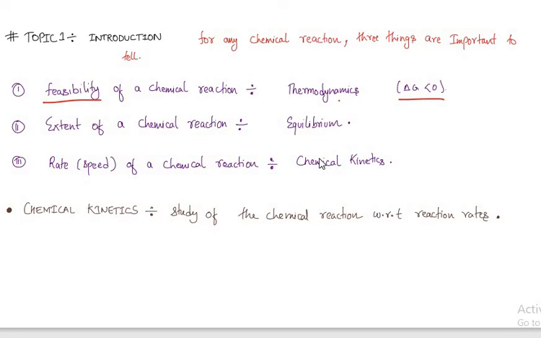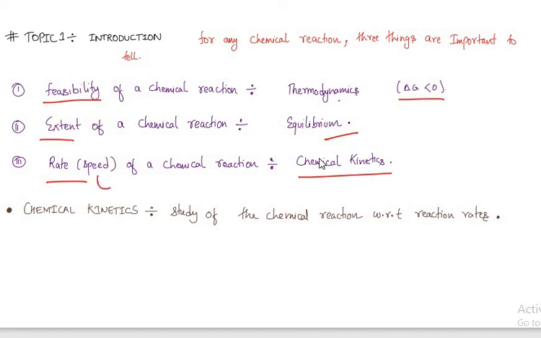The second point we are going to check is the extent of a chemical reaction. To which extent is the chemical reaction going, how much reaction will be performed. We can decide it by studying equilibrium. We have already studied that in our class 11. And the third point is the rate of a chemical reaction, which we have to deal with in chemical kinetics.